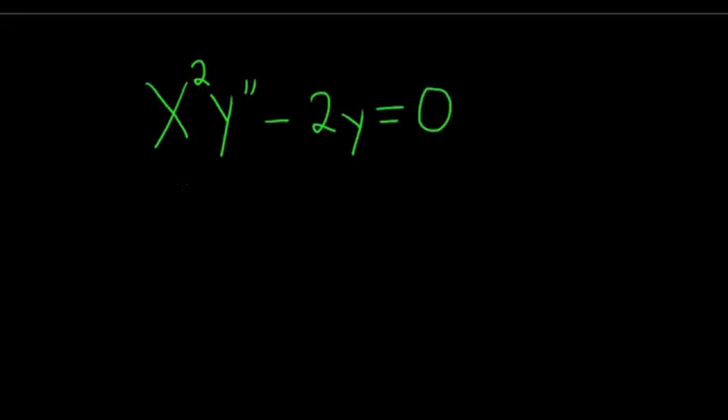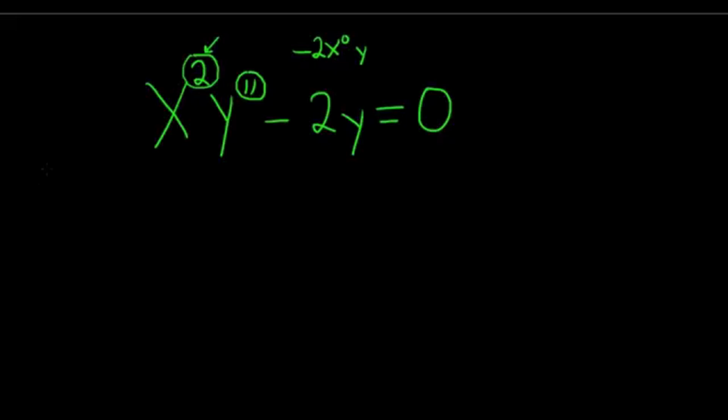In this problem, we're going to solve the following differential equation: x squared y double prime minus 2y equals 0. This differential equation is known as a Cauchy Euler Differential Equation. The reason is all of the powers of x match the order of the derivative. So here, the power is 2, and here the order of the derivative is 2. Here you can think of it as x to the 0, and you can think of y as being the 0th derivative. So this is a Cauchy Euler Differential Equation.